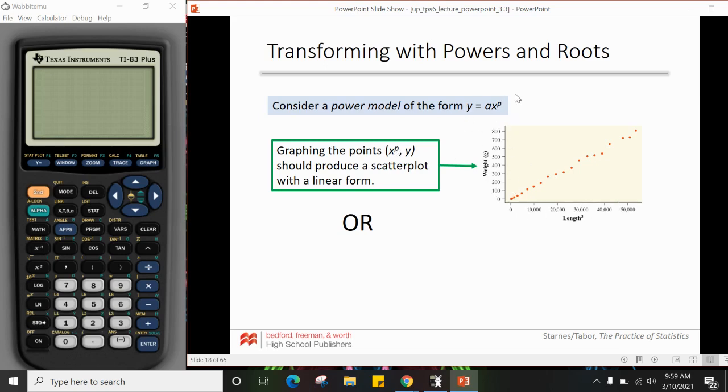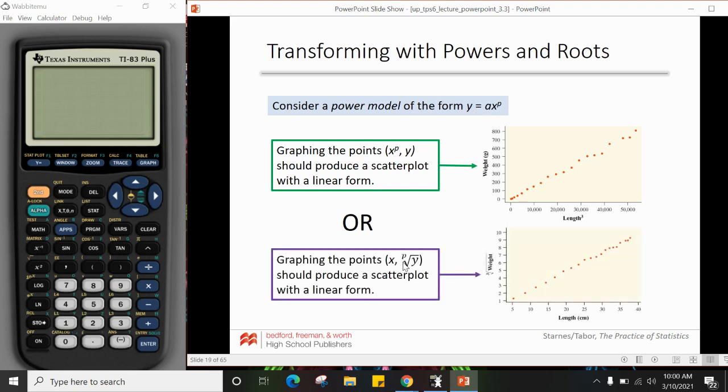Well, to get rid of this x to the p, the way I would undo that is to take the p root. If I took the p root of this, I'd undo the p, but I'd have to take the p root of the y too. So you could also graph x comma p root of y. And since this one was linear, the same idea, it should be linear as well. Some of the data points might be a little different, but they should still be fairly linear, which it is. And now you notice my length is still the same, but now each weight has been cube rooted.